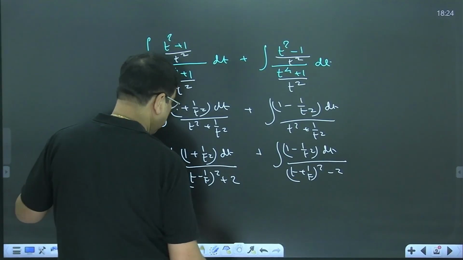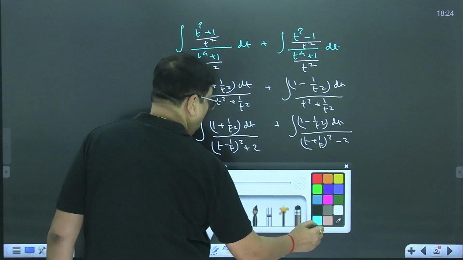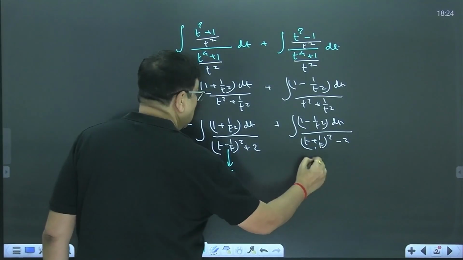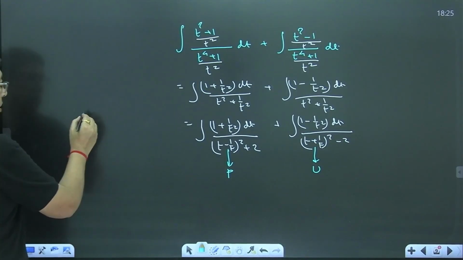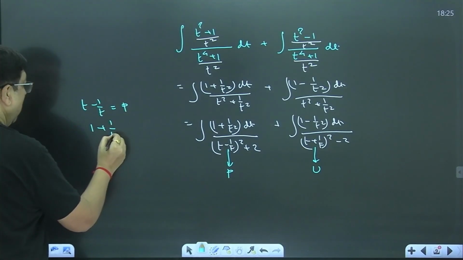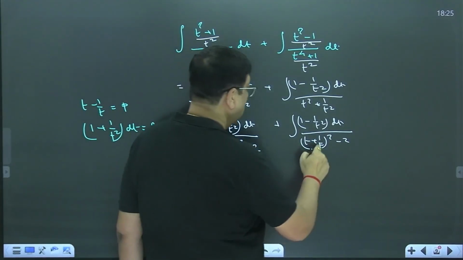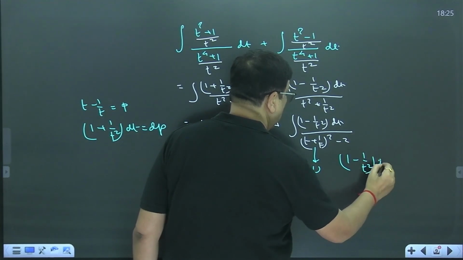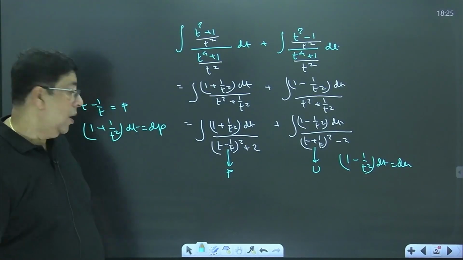What will I do now, everybody? In this case, take this as P and this as, suppose, U. So if we just integrate directly, I am showing you here: t minus 1 by t equal to P, that is (1 plus 1 by t square) dt equal to dP. Similarly here, (1 minus 1 by t square) dt equal to dU.